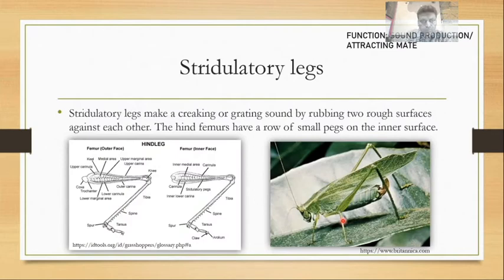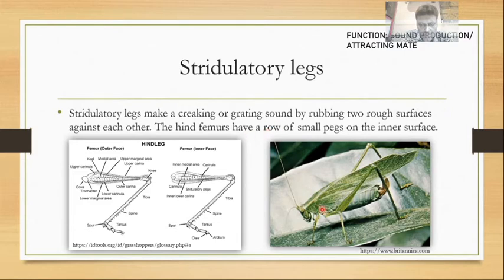Now, next type is stridulatory legs. Stridulation means making sound. Stridulatory legs make a creaking or grating sound by rubbing two rough surfaces against each other. These femurs in this cricket, you can see, they have a row of small pegs on the inner surface, and these pegs are rubbed against each other, and that makes the grating or creaking sound.